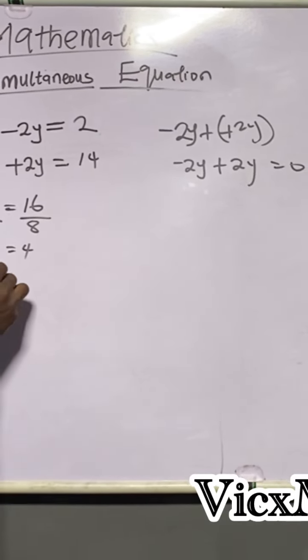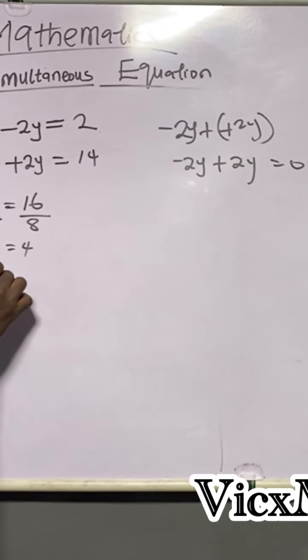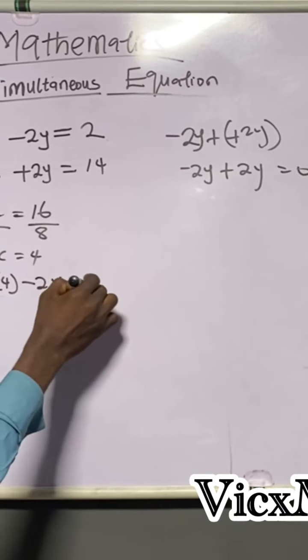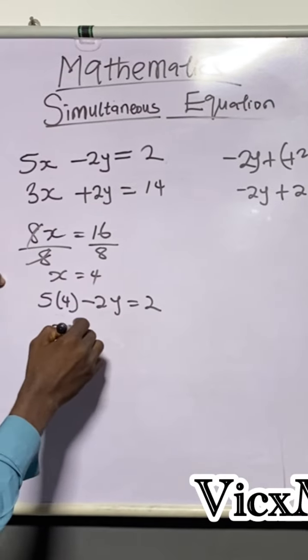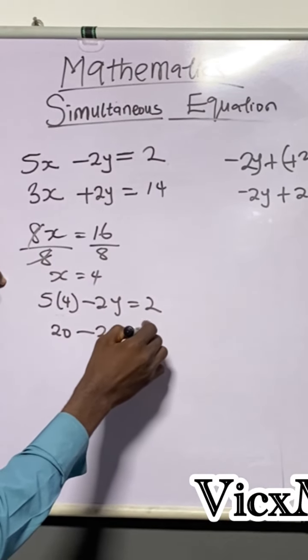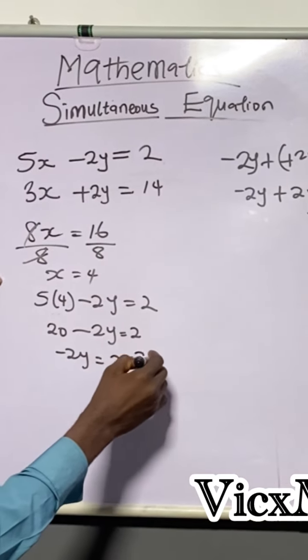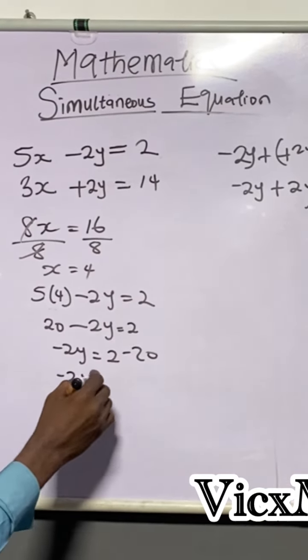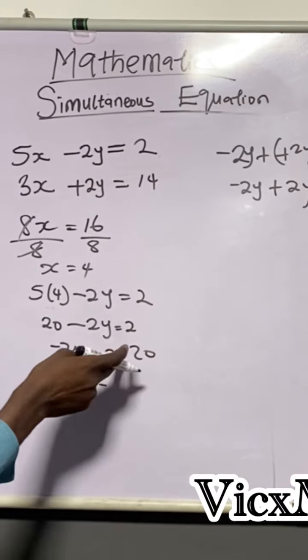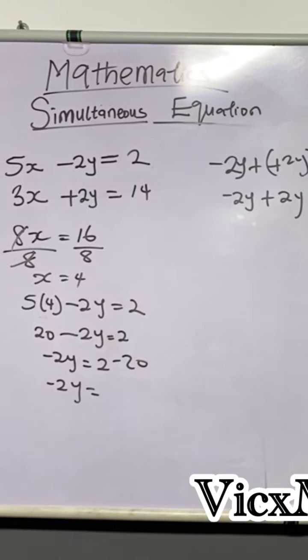We have 5 times what? 5 bracket 4 minus 2y is equal to 2, which will give us 20 minus 2y is equal to 2. Let this cross the equality sign: minus 2y is equal to 2 minus 20, which will give you minus 2y is equal to 2 minus 20.